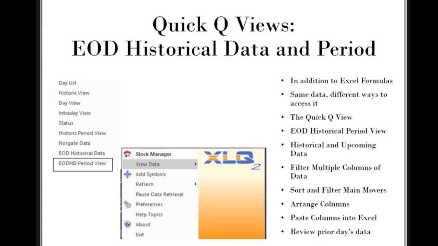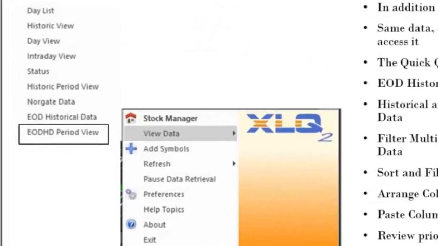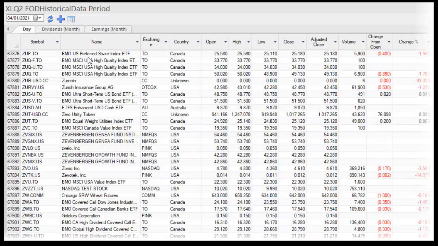Just go to the bottom right hand of your screen and you'll find a Q icon. You click on it and it opens up this little pop-up menu. From there you go to View Data and then EODHD Period View. When you do that, this will pop up, and it's got a couple of tabs at the top. It's got the day, it's got dividend, it's got earnings information. You can click on each tab and look at the different data that's there.